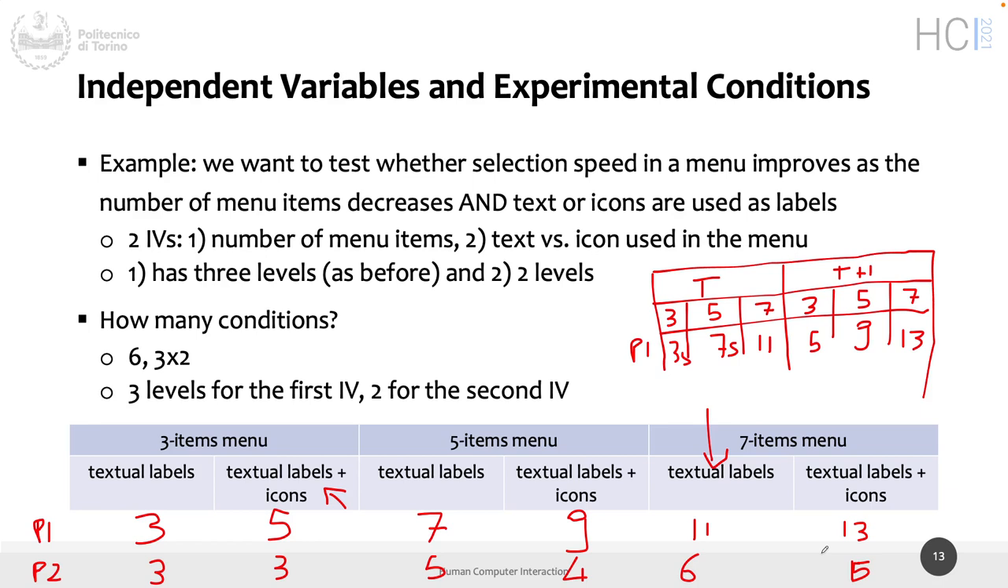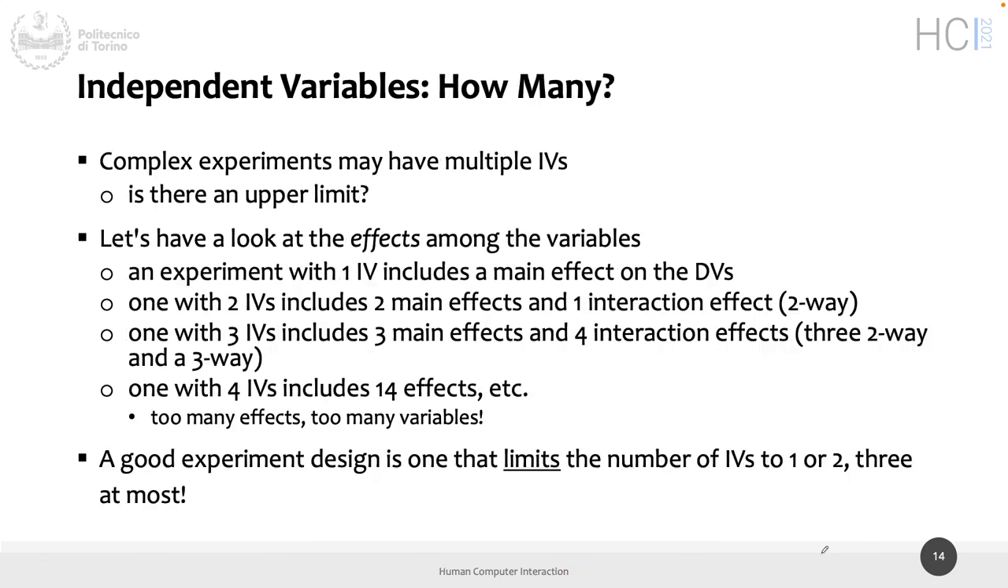But again, the first table and the second table are equivalent for the experiment. They just change which is the first independent variable and which is the second independent variable, with this learning effect that happens in both cases.